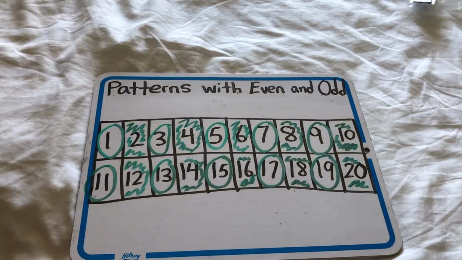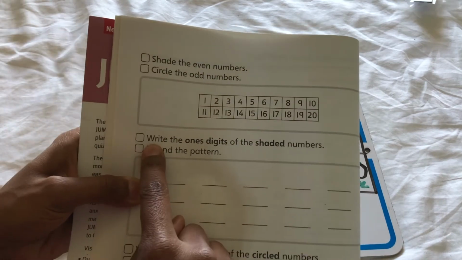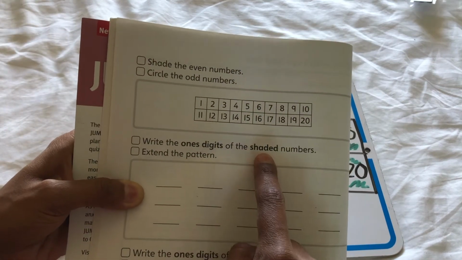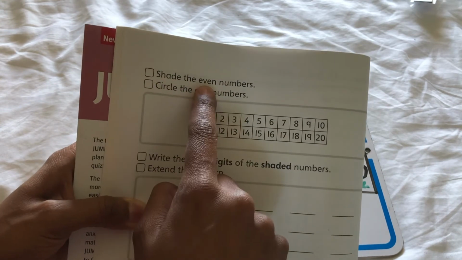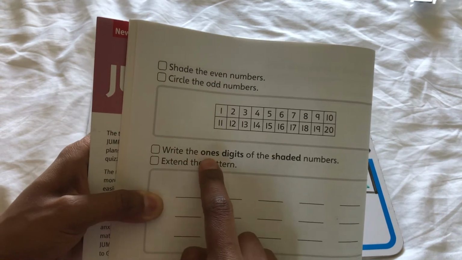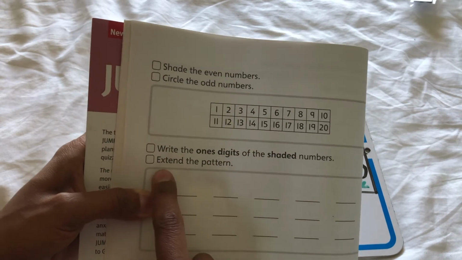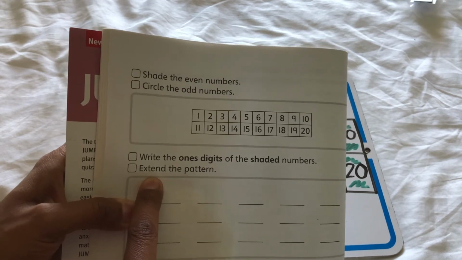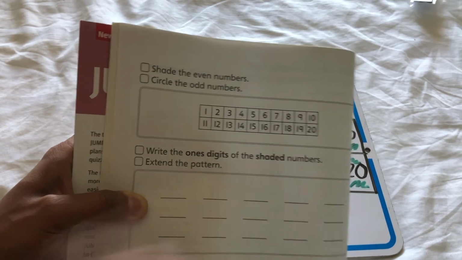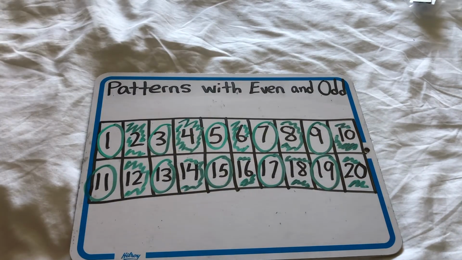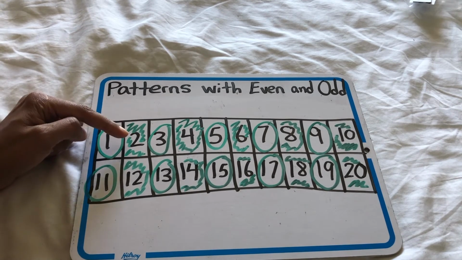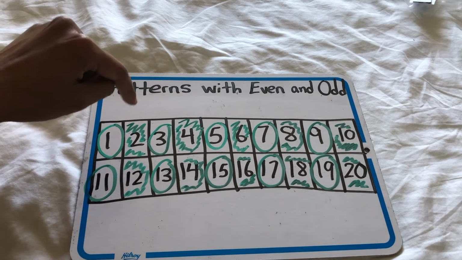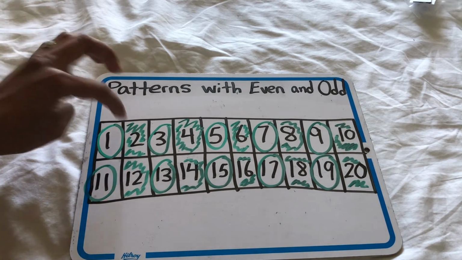Now let's look at what the next part of the question is asking. Write the ones digits of the shaded numbers. So remember, the shaded numbers were our even numbers. Extend the pattern. So extend means keep the pattern going. Let's see if we can figure out what the ones digits are of the shaded numbers. So here's a shaded number here. This is the number 2. 2 is a ones digit number. There's no other numbers here. So this is the last number and it's the only number. So let's write down 2.